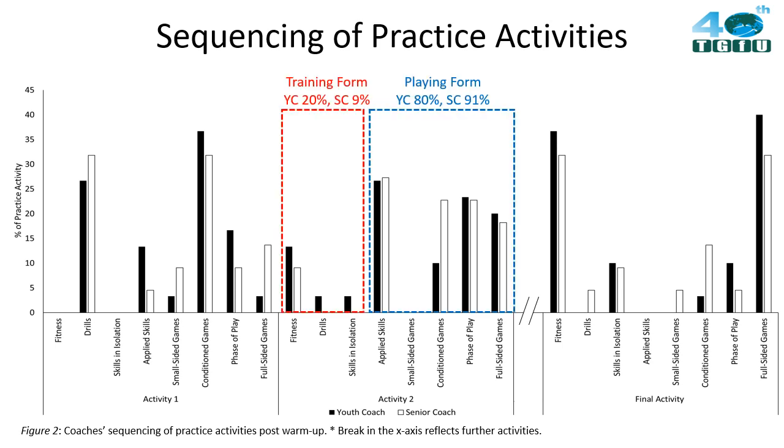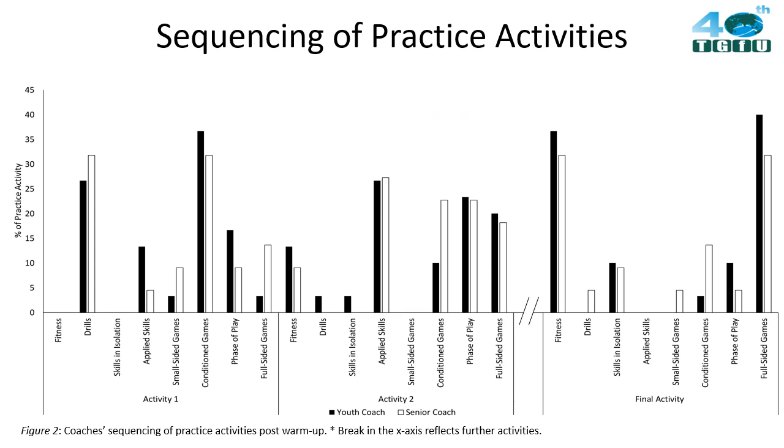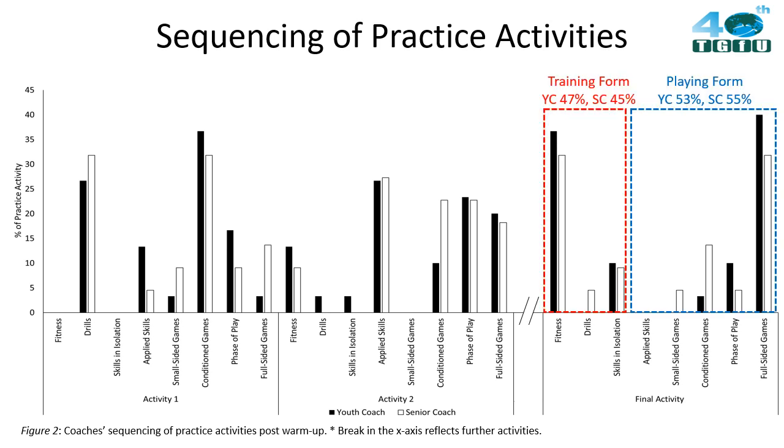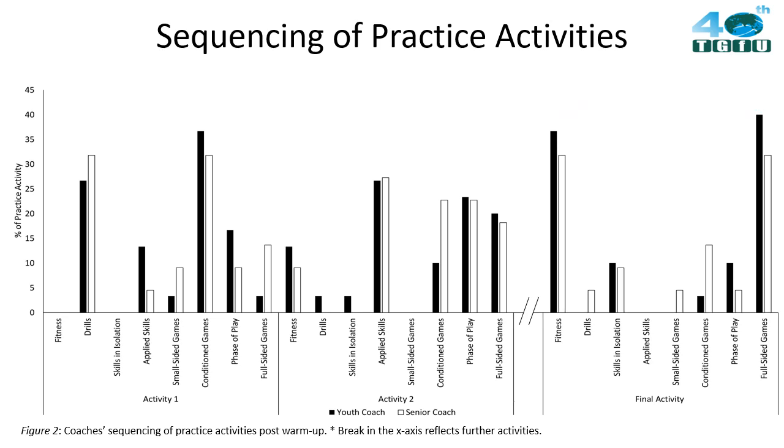While the youth coach and senior coach's second activity post-warm-up is a playing form activity 80% and 91% of the time respectively. Full-sided games and fitness are the most often used final activity, while the youth coach and senior coach's final activity post-warm-up is a playing form activity 53% and 55% of the time respectively. Other notable features of sequencing include that conditioned games are most often followed by full-sided games, and drills are most often followed by applied skills.